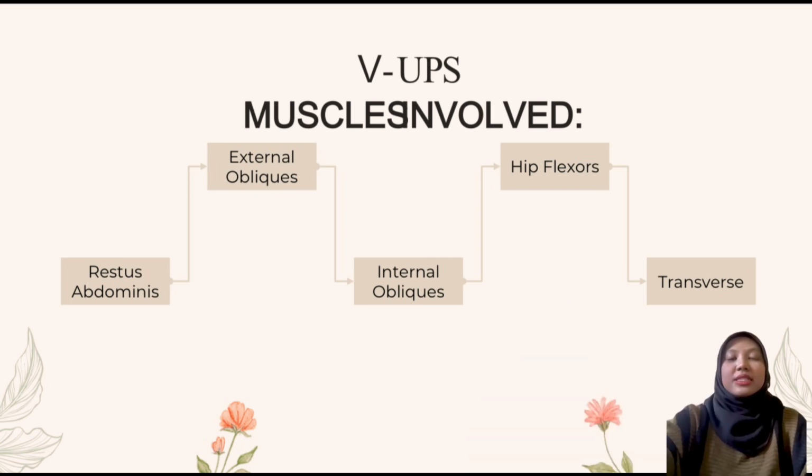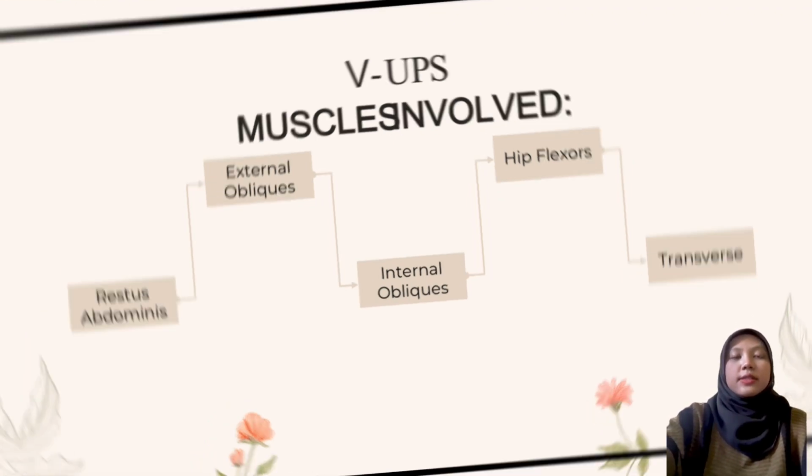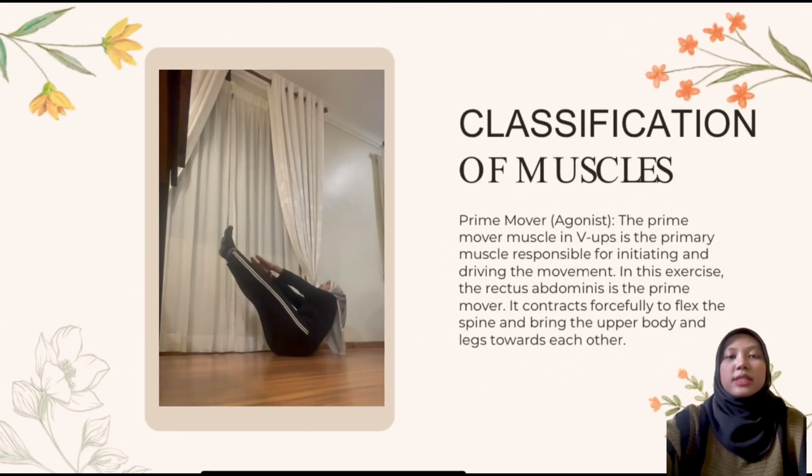Okay, now I want to list the muscles involved in V-up. 1. Rectus abdominis. 2. External oblique. 3. Internal oblique. 4. Hip flexor. 5. Transverse abdominis. Okay, next, the classification of muscle: prime mover.